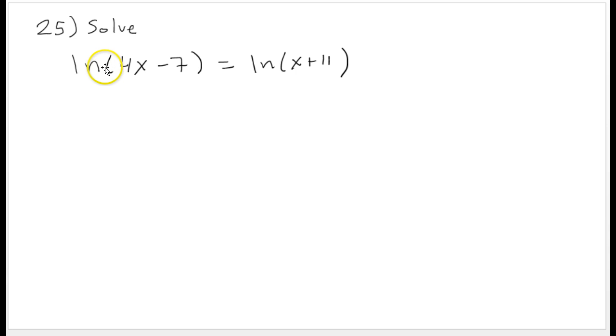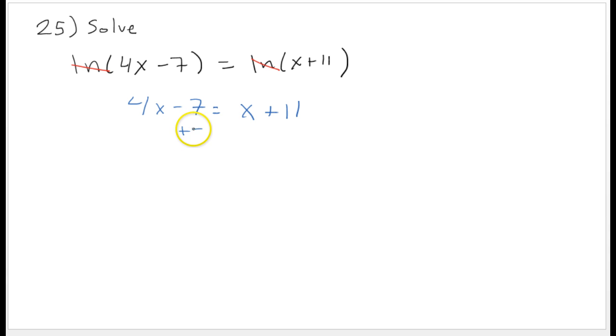Here we notice that natural log is on both sides of my equal sign. Remember that natural log is a log base e operation. So really what I can do is just forget that the natural log is there, and I can rewrite this as 4x minus 7 is equal to x plus 11. When I rewrite this equation, this then becomes like solving a two-step equation.